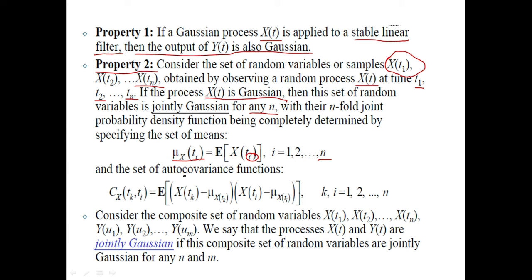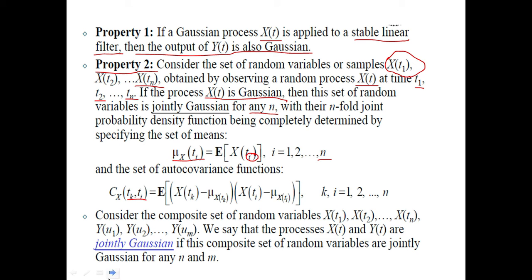Then the set of the autocovariance function. The autocovariance function depends upon two parameters, t of k and t of i. i varies from 1, 2, 3 up to n, and k also varies from 1, 2, 3 up to n. Both the t parameters vary from 1 to n. Then Cx of t k, t i is equal to the expected value of x of t k minus mu of x of t k, times x of t i minus mu of x of t i. So k and i vary from 1, 2, 3, 4 up to n.